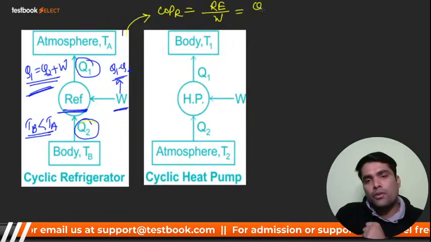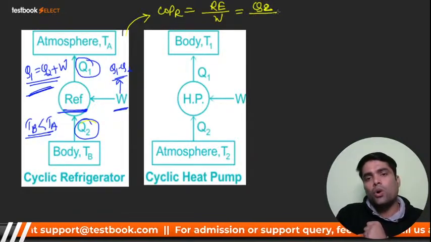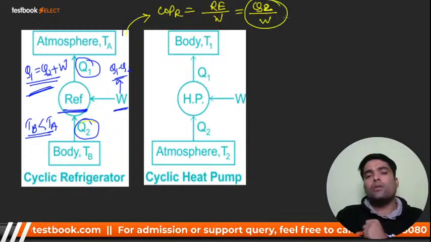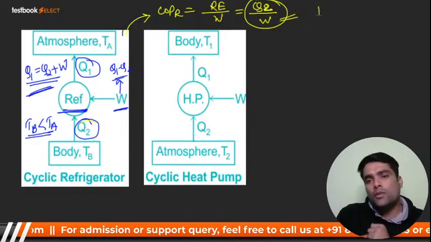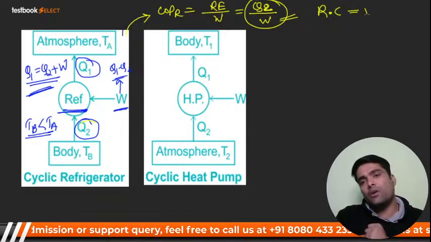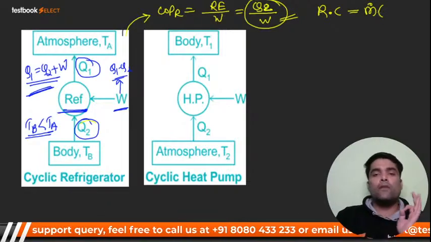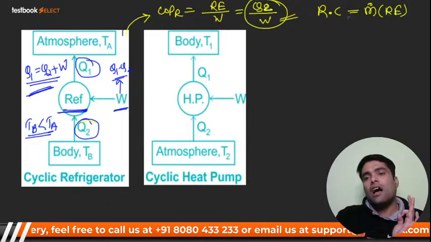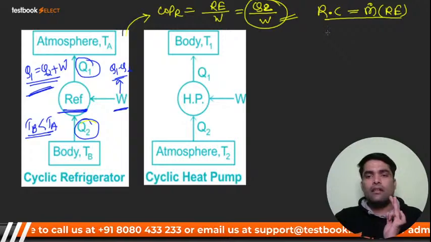So बच्चा पार्टी, it should be your Q2. क्या होगा ये Q2 होगा and ये W हो जाएगा, and you are going to get this, right? And suppose आपसे कभी पूछ ले refrigeration capacity क्या होगी, so simple कुछ नहीं करना, mass flow rate of refrigerant multiplied by the RE कर देना, आपको RC मिल जाएगा, right? I hope you got it.